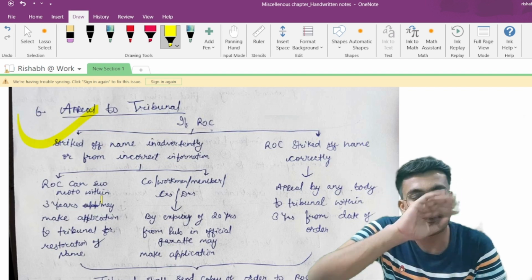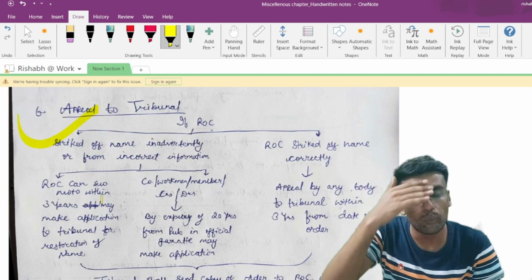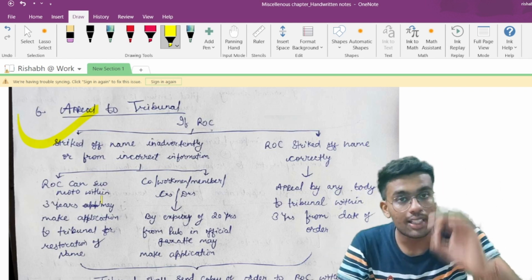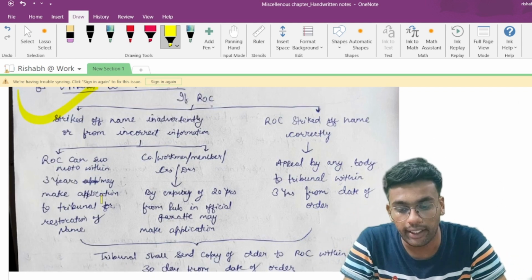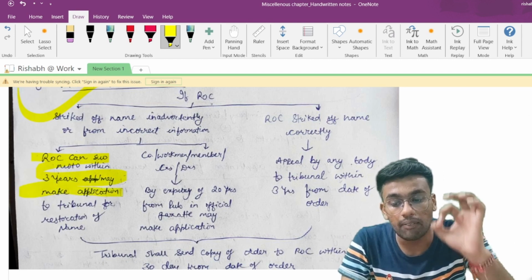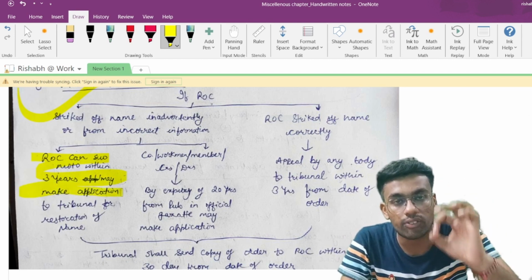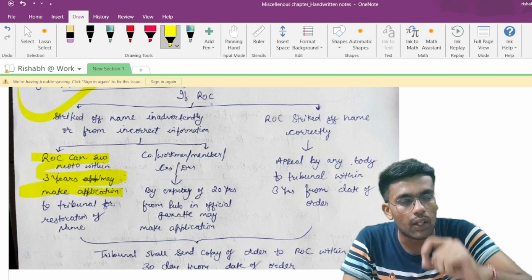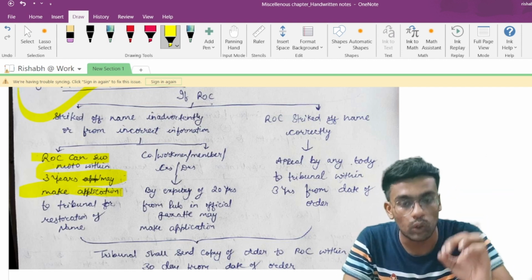Matlab, if ROC removed the name of the company, but that name removal was inadvertent or was done on the basis of false information, then ROC can suo moto, within 3 years, make an application to the tribunal for restoration of the name. Matlab, the application is to be submitted by the ROC to the tribunal within 3 years suo moto.